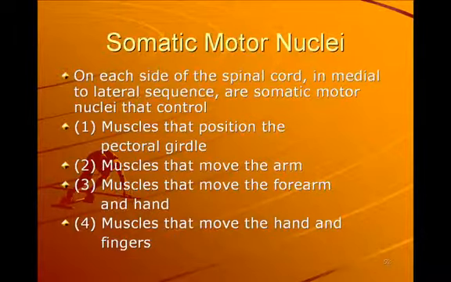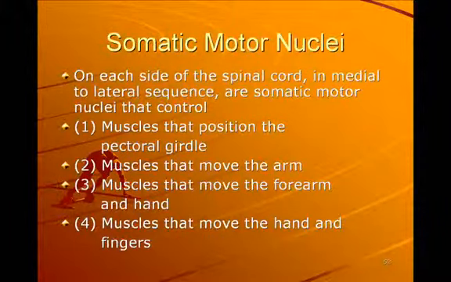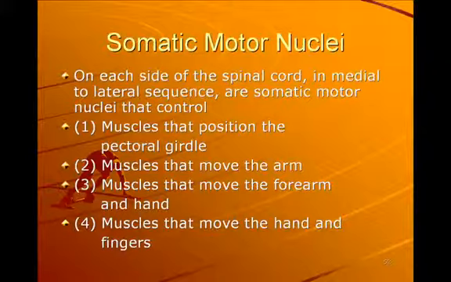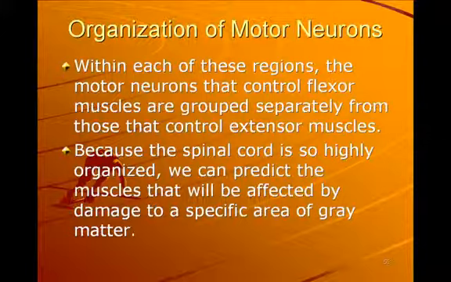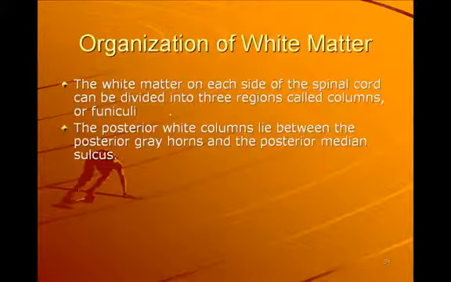Now, somatic motor nuclei. On each side of the spinal cord, medial and lateral groups are somatic motor nuclei that control muscles that position the pectoral girdle, muscles that move the arms, muscles that move the forearms and hands, and then muscles that move the hands and the fingers. Within each of these regions, the motor neurons that control flexor muscles are grouped separately from those that control extensor muscles. Because the spinal cord is so highly organized, we can predict which muscles will be affected by damage to specific areas of the gray matter.